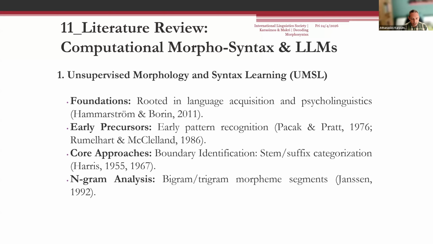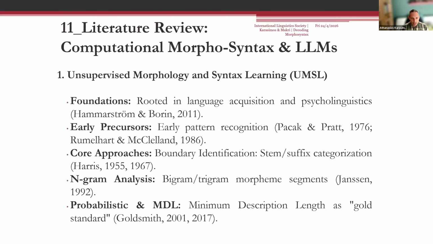And later we introduced n-grams, bigrams, usually trigrams, in morpheme segmentation in our effort to resolve this kind of morpheme analysis. And finally, with Goldsmith's gold standard approach, we use the minimum description length as a gold standard to resolve this kind of issue through unsupervised machine learning.